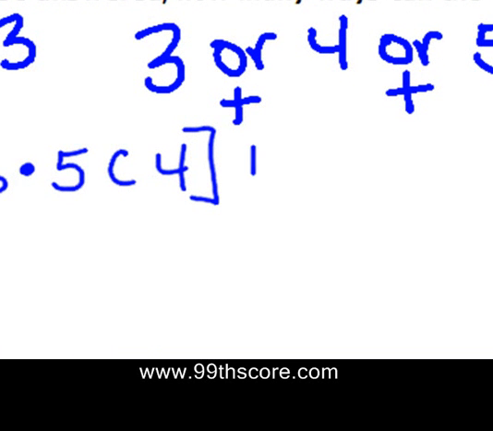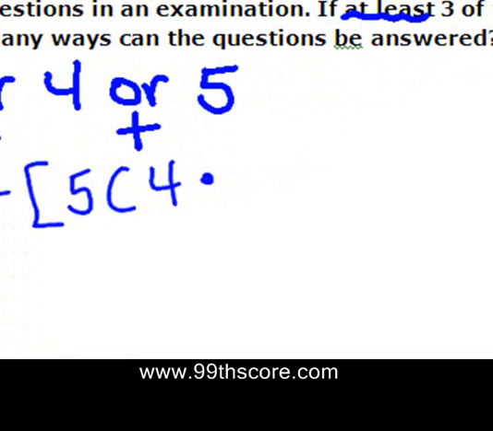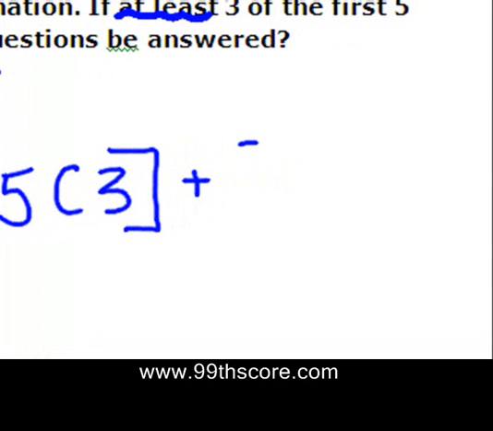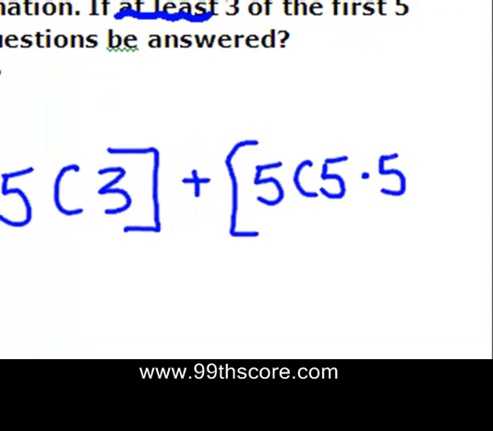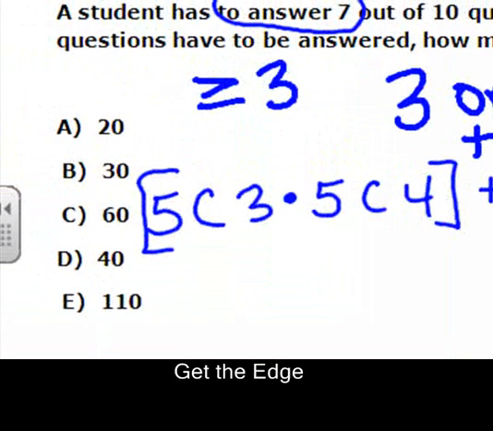Now, let's look at the situation where they answer 4 out of the first 5. They're going to choose to answer 4, and they also now have to take the second 5 questions and choose 3 to give the student a total of 7 answered questions. Also, let's look at the last scenario where there's 5 first questions and they choose 5, and in addition they go to the second 5 and now they only have to answer 2 to give the student a total of 7 questions answered.